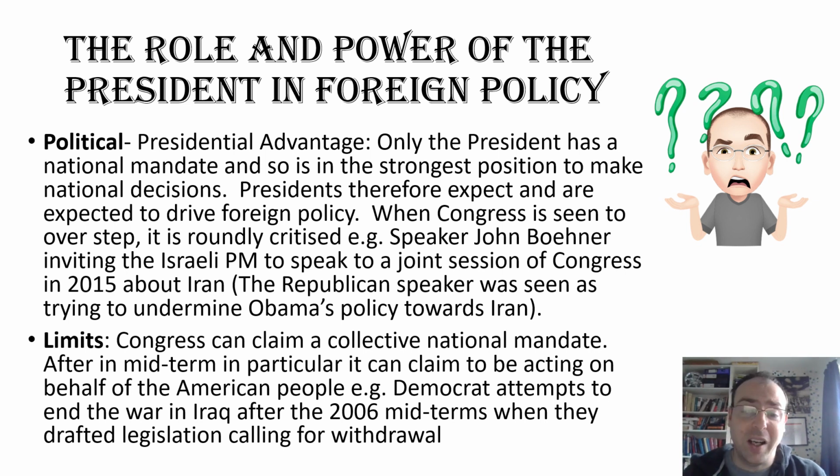Having said that, Congress can claim a national mandate, and that is as strong, if not stronger, than the president's, particularly following a midterm. And they could therefore claim to be acting on behalf of the American people. A big example of this, we've talked about the trouble Bush had towards the end of his term in office, is that the Democrats swept the board in the 2006 midterms, and the war in Iraq was hugely unpopular, and they started drafting legislation calling for withdrawal. And so again, there we can see maybe a legitimate way that Congress can step in on foreign policy and say, no, the will of the people isn't what you're doing.